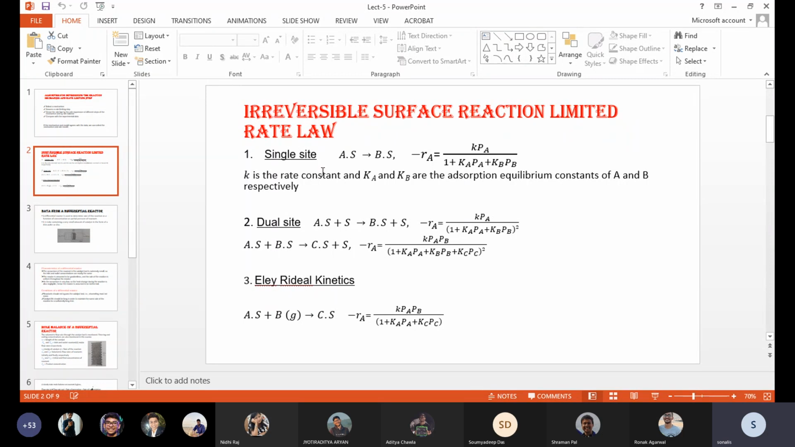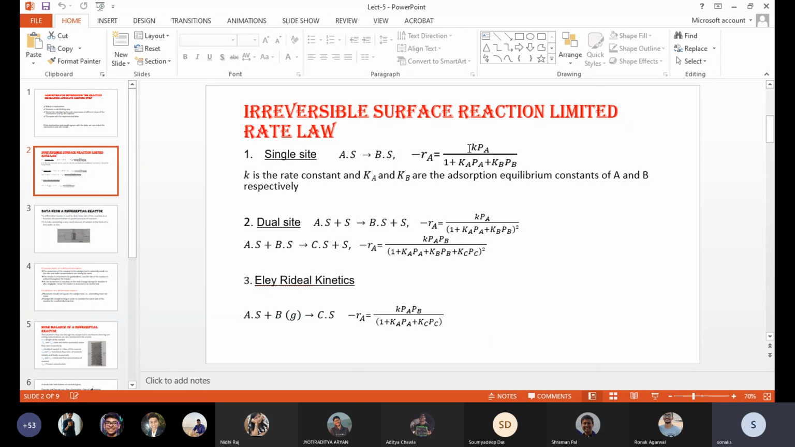Now look at this. Single site, A·S to B·S, this is the simplest reaction. Minus rA is equal to kPA by 1 plus KAPA plus KBPB. Here k is the rate constant. It is irreversible, not reversible, so it is more simple. It is simpler than the previously discussed parts. As it is an irreversible reaction, there is no reverse reaction, so there is no reverse reaction rate constant also.